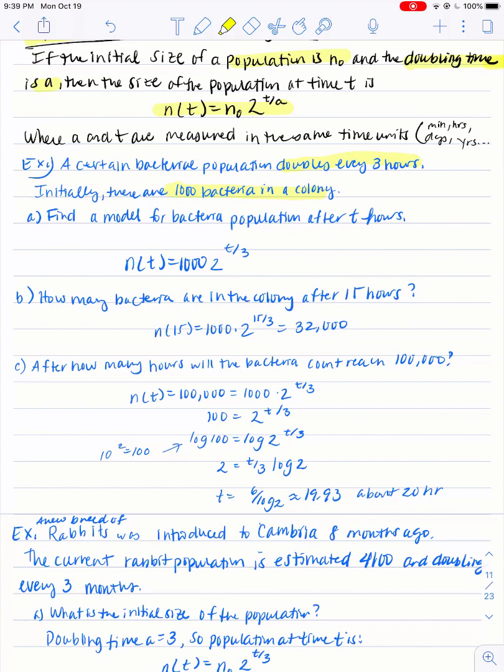Now we know log of 100 is 2, because log base 10 of 100 asks 10 to some power equals 100. So we know 10 squared equals 100. So that's why it's 2. So I have 2 equals, and then I bring the exponent to the front. So I have t over 3 times log 2. And I divide by log 2. And then I multiply by 3. And I get 6 over log 2, which is approximately 19.93. So in about 20 hours, the bacteria count will reach 100,000.